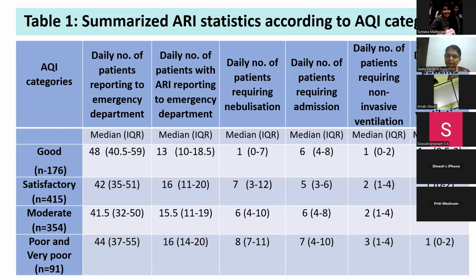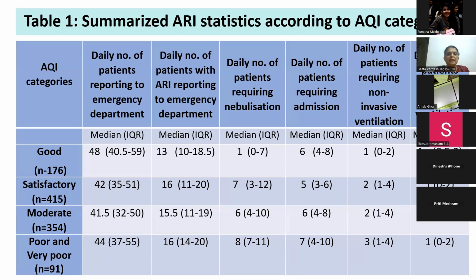This is still descriptive statistics. I'm trying to see the distribution now together. I'm not applying any test here. I'm just seeing the distribution of the number of patients coming to the emergency department for different interventions according to the AQI categories.